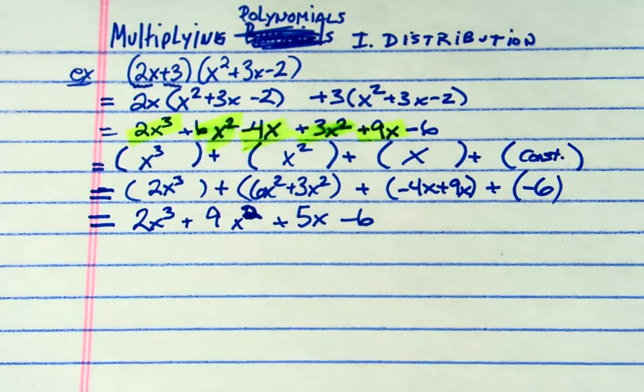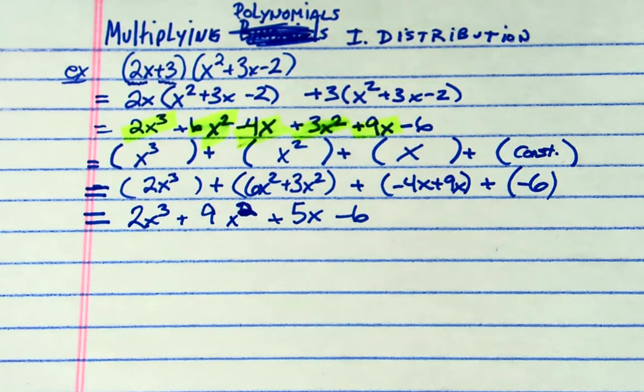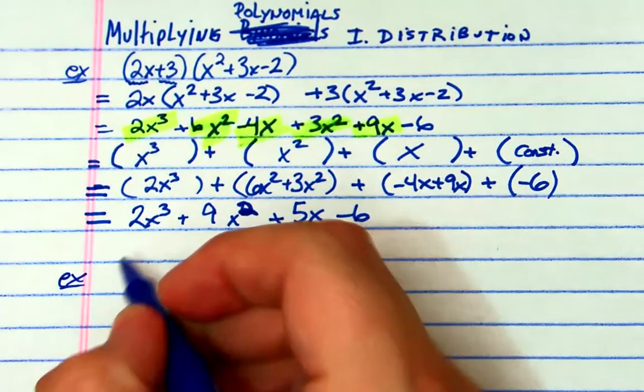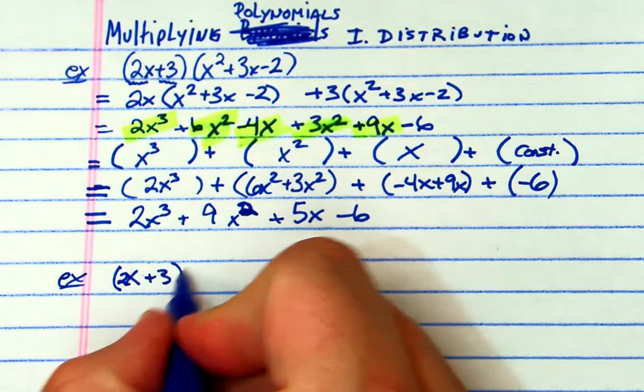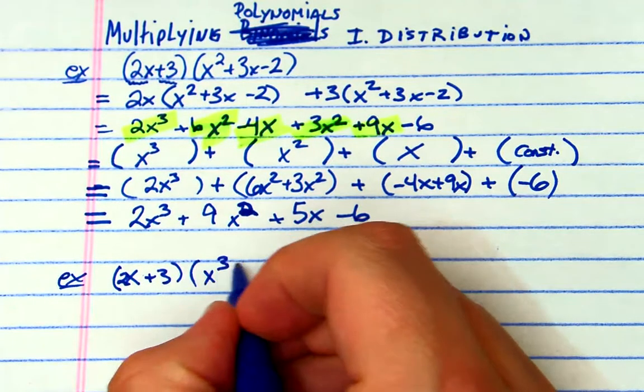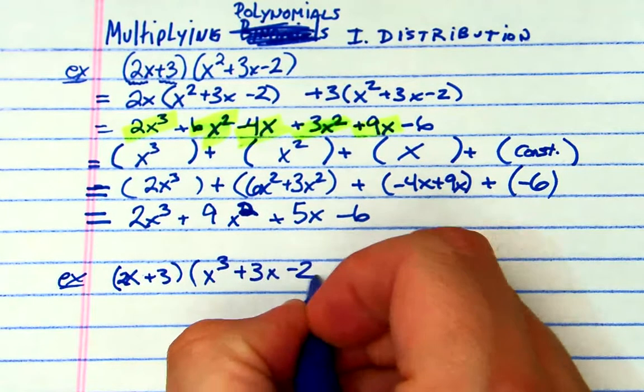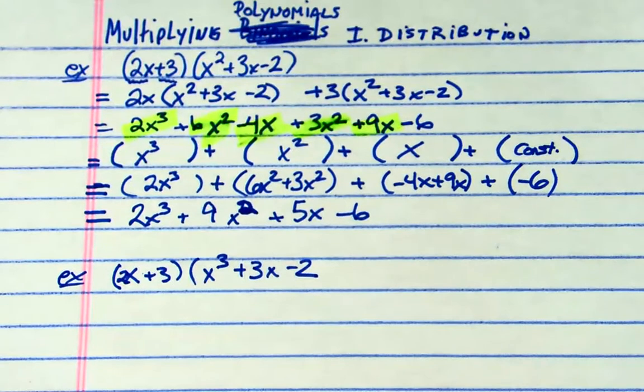Hey gang, we're in step 2 right now. What I'm going to do is I left this one up here just so I can rewrite the next one. It's going to be the same problem, 2x plus 3 times x cubed plus 3x minus 2. I want to be able to do a comparison.